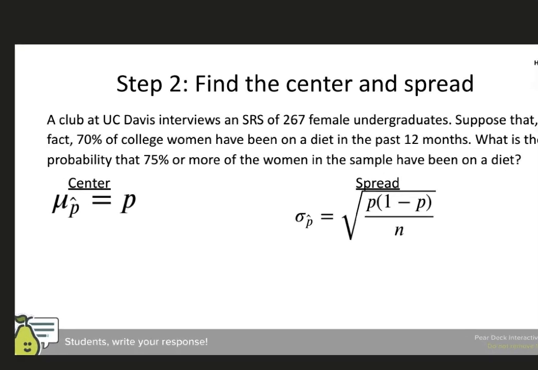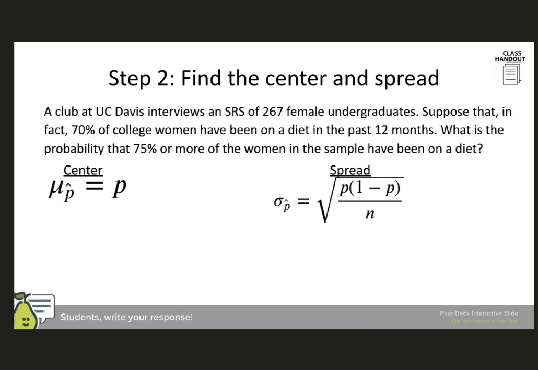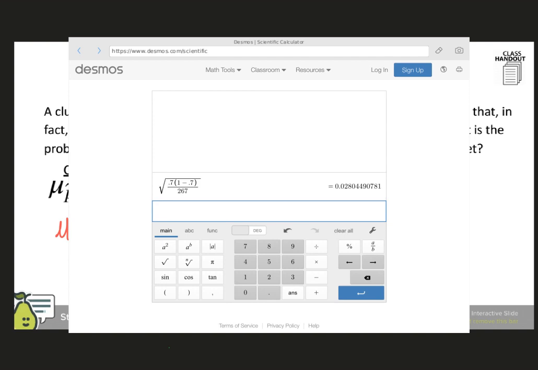All right, now let's find the center and spread of our sampling distribution. So the mean of our sampling distribution is equal to whatever P is, and in this case we know it's 0.70. And then sigma of P hat, we're going to plug in P and N, so the square root of 0.70 times 1 minus 0.70 divided by 267. All right, so when we plug that in, we get 0.0280.